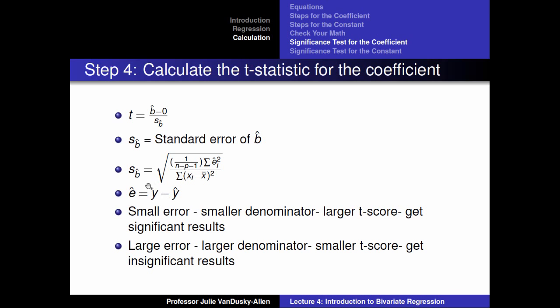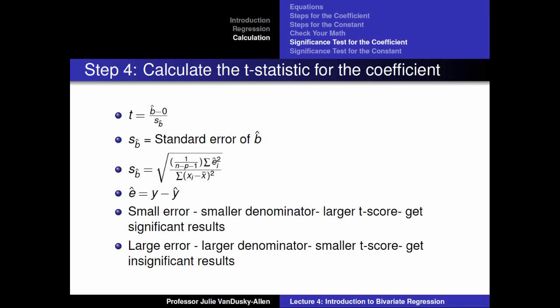The error is just the actual values of the dependent variable y minus the predicted values of the dependent variable from the regression equation we produced, y-hat. Note that the error is in the numerator of the standard error of b-hat. So the smaller the error, the smaller the standard error is. Now note that the standard error is in the denominator of the t-score calculation. The smaller the standard error is, the smaller the denominator is. The smaller the denominator is, the larger this t-score should be. This means we are more likely to get significant results, as the t-score should be large and different from 0.